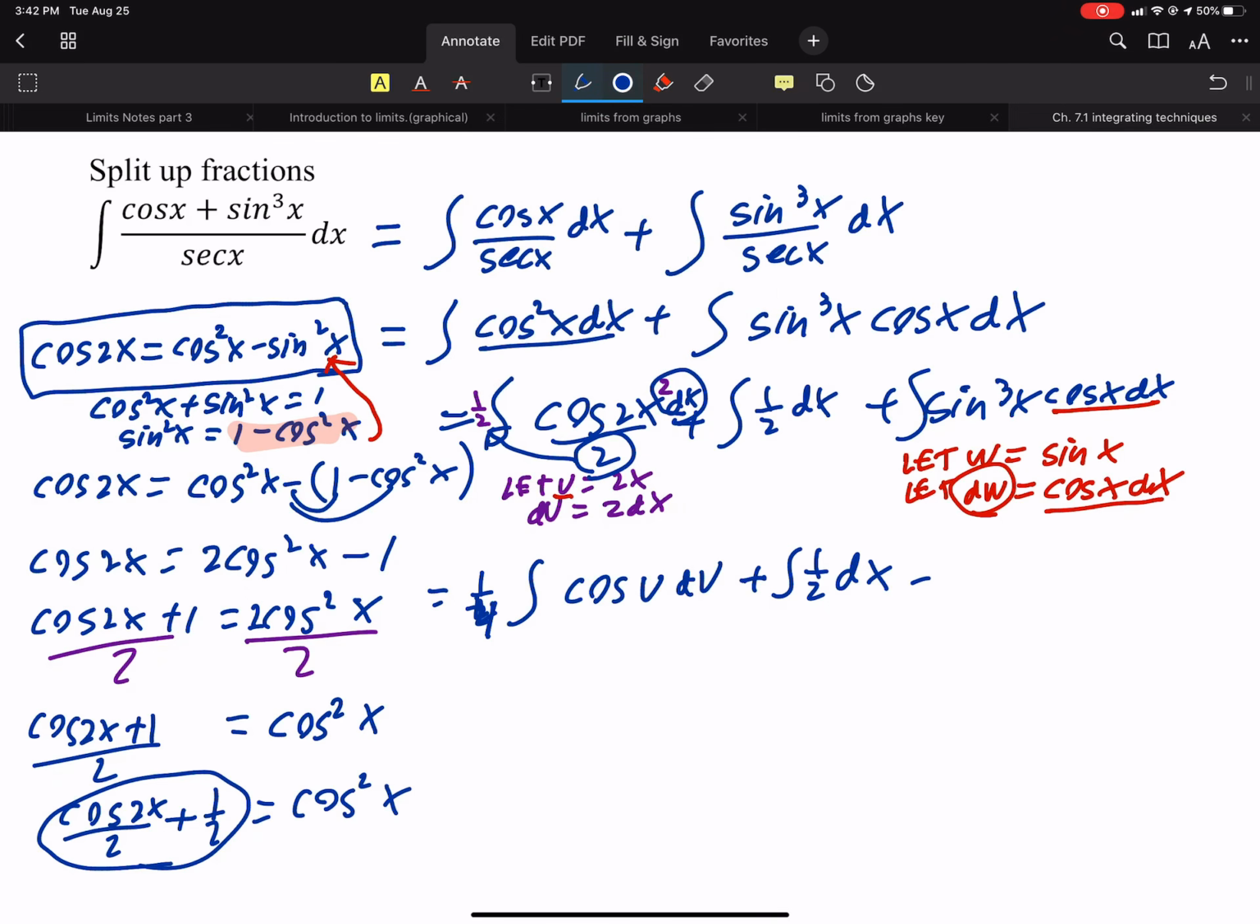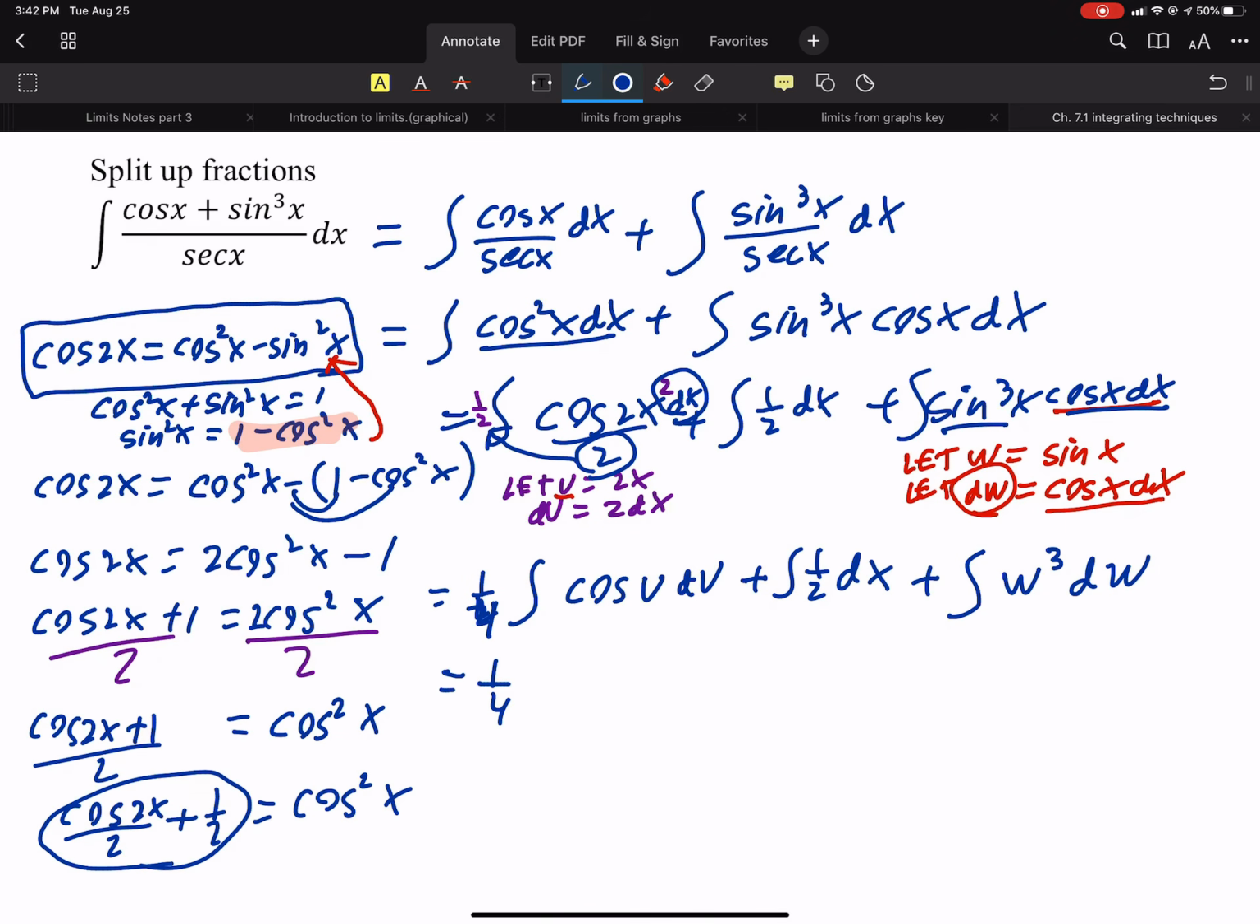Isn't this fun? So much fun. I'm sure you all missed it. So the sine becomes w, and the cos x dx becomes dw. And now we're on our way. What's the antiderivative of cosine? That's just going to be sine u. What's the antiderivative of 1/2? That's just 1/2 x. And the antiderivative of w cubed is going to be w to the 4th over 4 plus c.